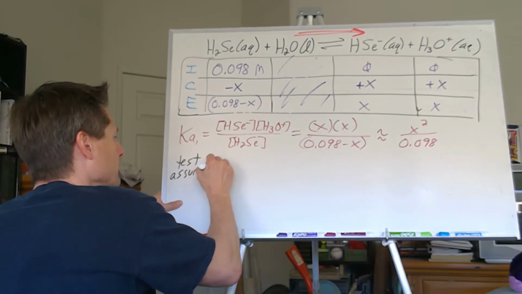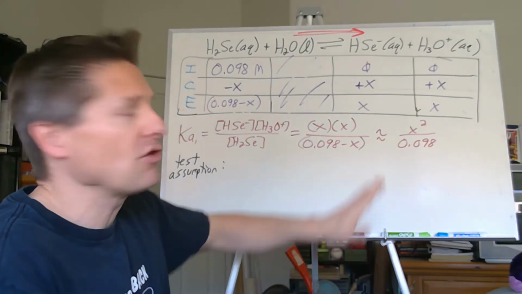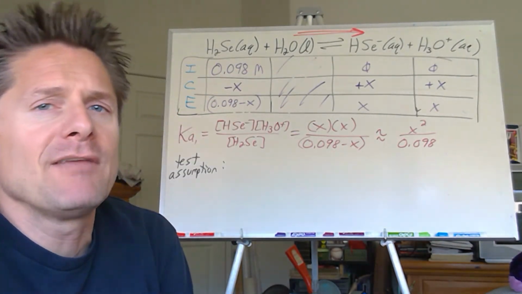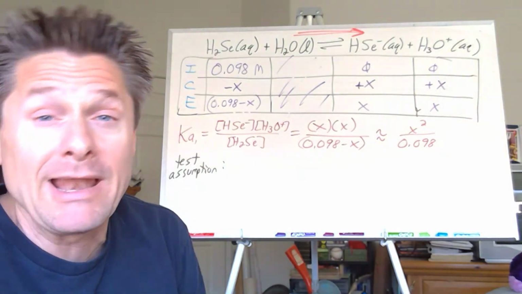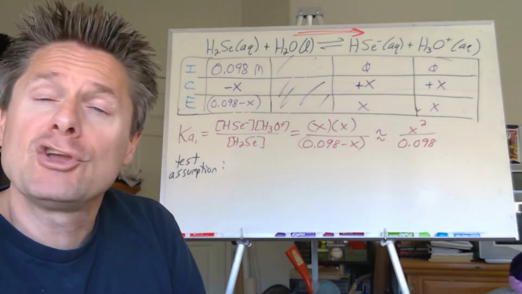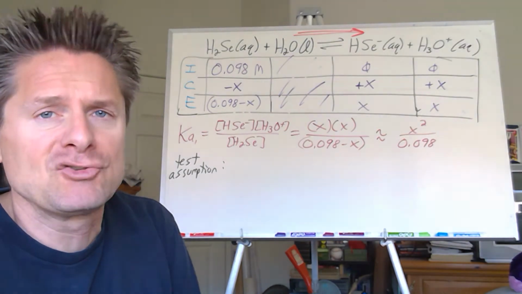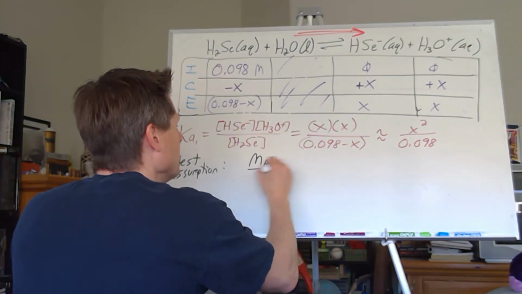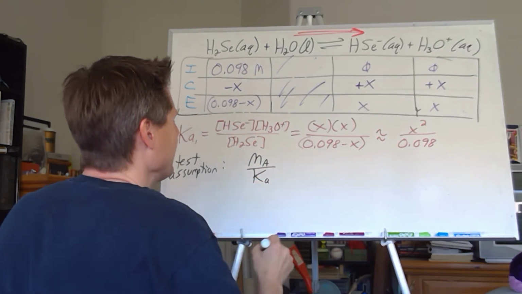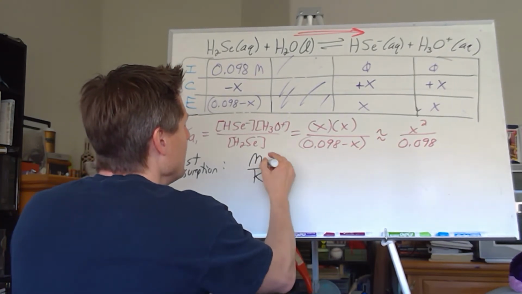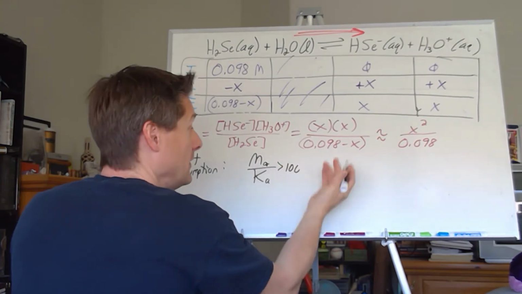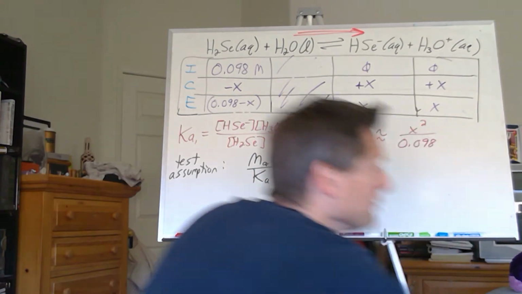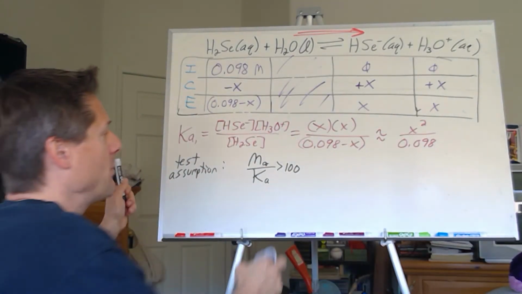Test the assumption. You can either solve for X and divide it by 0.098, multiply it by 100, and see if that's less than 5%. That would be your percent ionization, by the way. Or you can use that shortcut. You don't have to, but you can use that shortcut that I gave you: if the molarity of the acid divided by the acid ionization constant is greater than 100, then this assumption is valid. And if that was a base, you just do the molarity of the base divided by Kb.